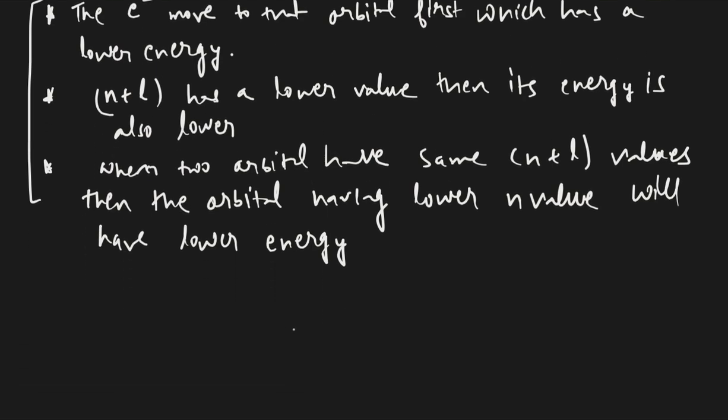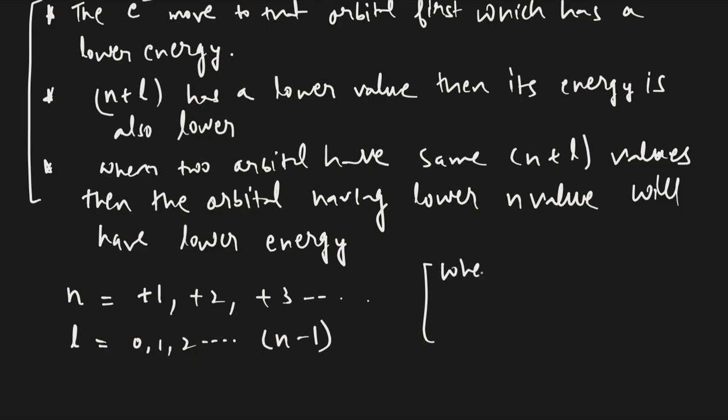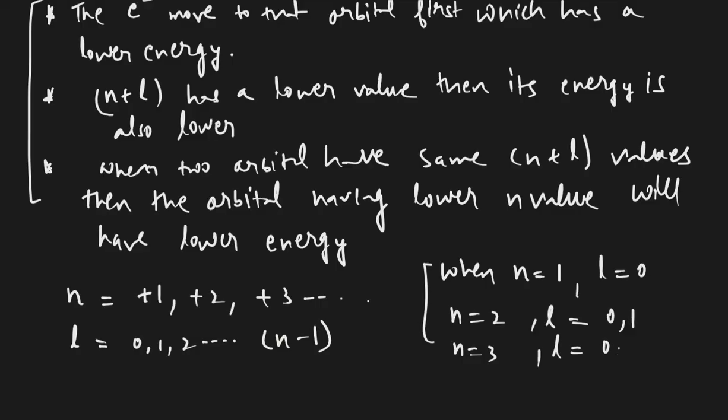Now let's start with the application of these rules. Before we move further, I would like to give a very short recap of what is n and what is L. n is basically the principal quantum number and it can have any positive integer value: 1, 2, 3, anything. And what about L? L is the azimuthal quantum number and L can have any value starting from 0, 1, 2, and so on till n minus 1. What does it mean? When n is 1, L is going to have a value of 0. When n is 2, L is going to have 0, 1, till n minus 1, right? So 0, 1. When n is 3, L is going to have a value of 0, 1, 2.